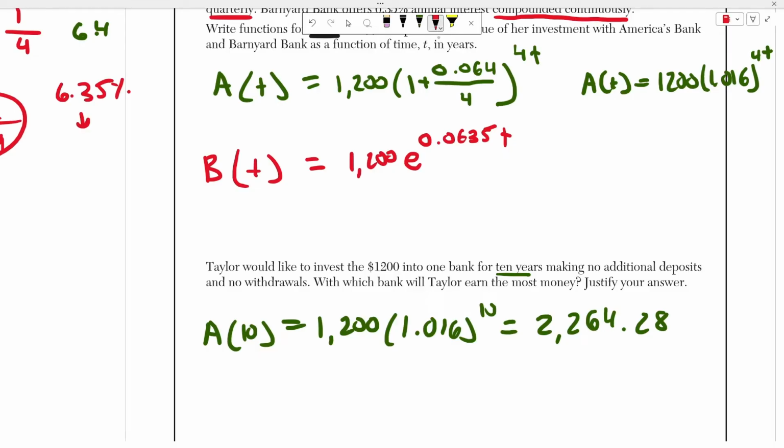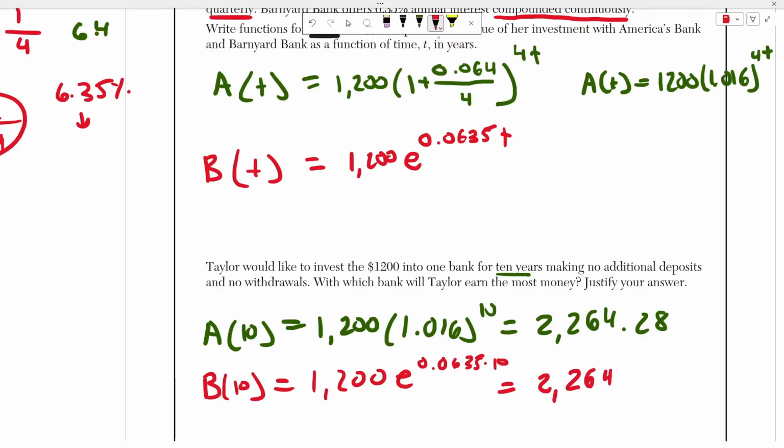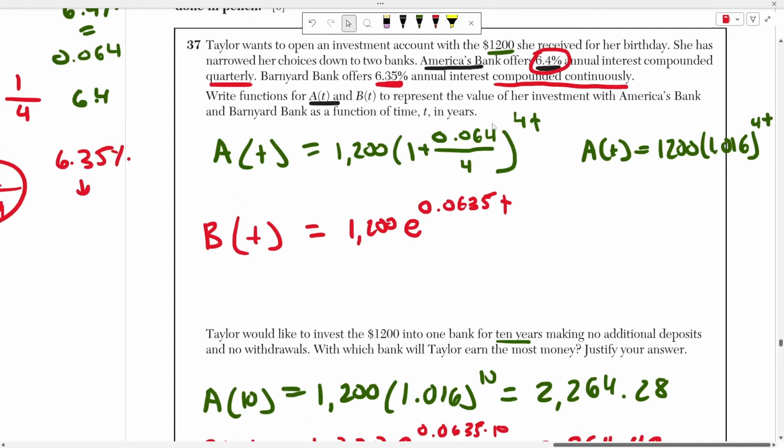And finally, with the Barnyard Bank, B of 10, or the function B of t when you plug in 10 for the value t, is going to equal 1,200 times e raised to the power of 0.0635 times 10. And if you plug that into your calculator, you're going to get 2,264.43, right? Or 43 cents. So which bank will Taylor earn the most money? Well, if you think about this, it has to be Barnyard Bank, right?